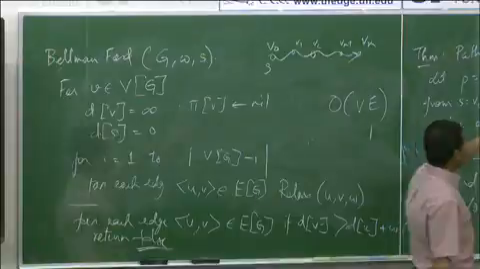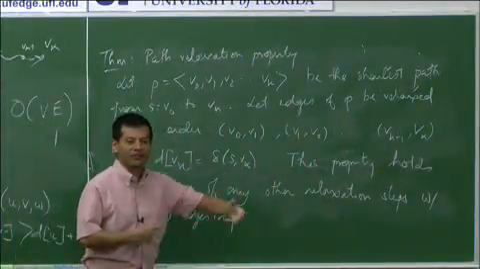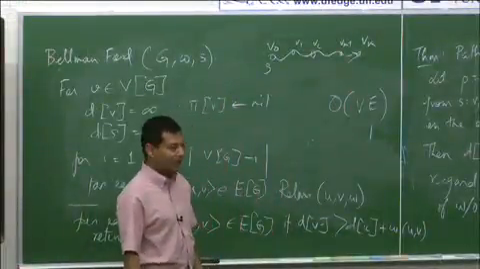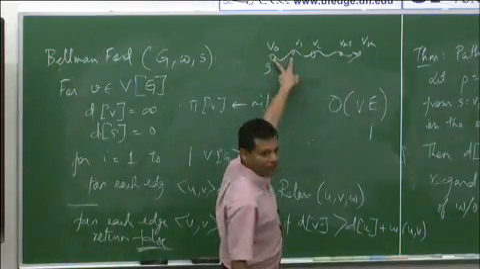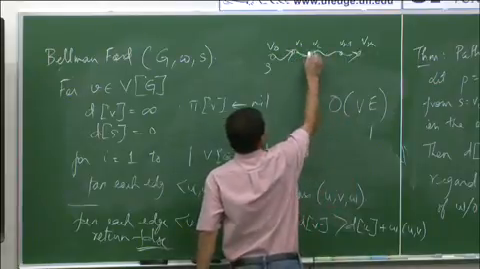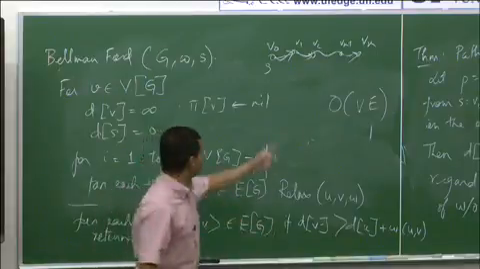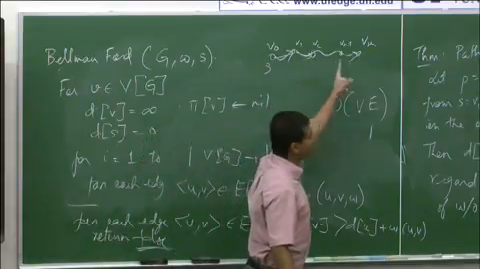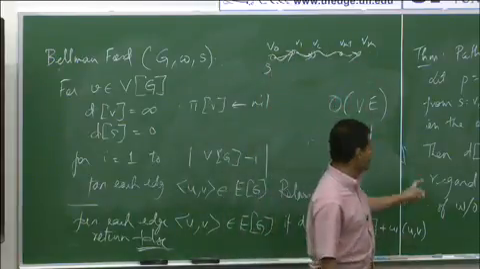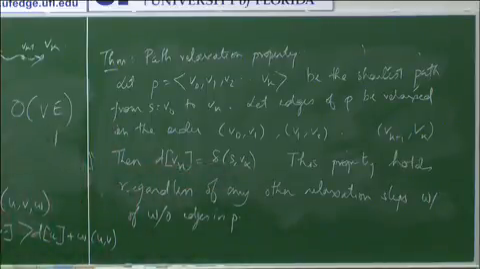Now I'm claiming that let the edges of P be relaxed in the order V0 to V1, V1 to V2, and so on and so forth. So if I were given the shortest path, then if I were to relax this first, then relax this, and so on and so forth. Mind you, these are all edges now. So if I do the relaxation in that order, then by the time I am done, I would essentially have d of Vk being the shortest path from the source to Vk.